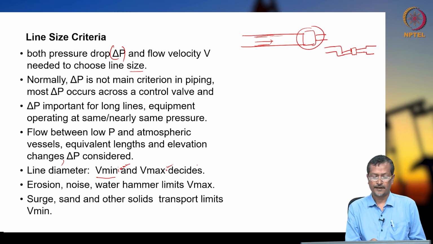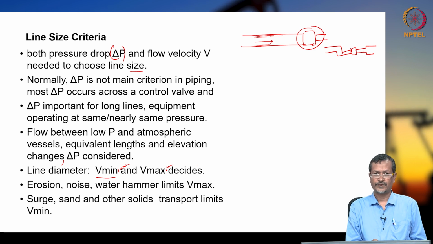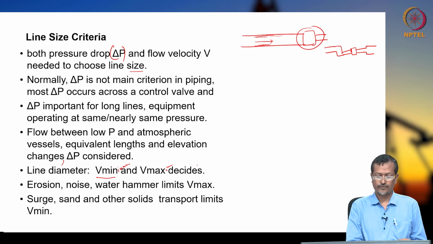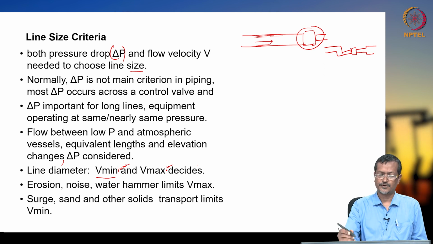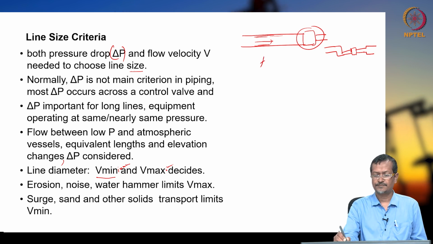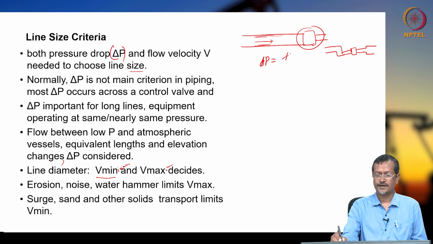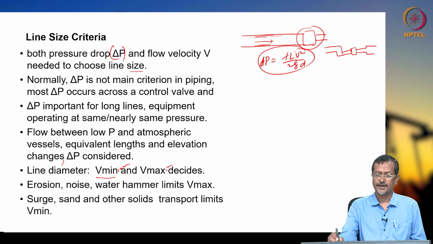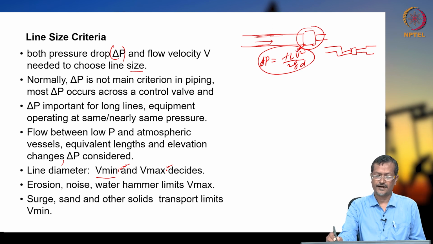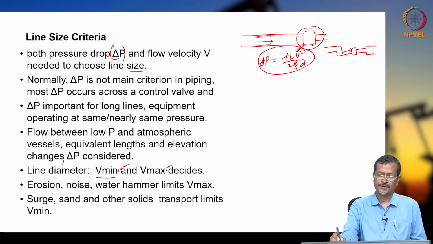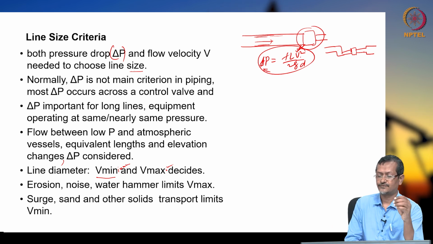For example, you want to pass fluid through a pipe and you are creating very high velocity. In that case a very high pressure drop will be possible, because the friction pressure drop formula is f L V squared by 2 g D. So if you are changing fluid velocity to a very high level, what will happen? Your pressure drop will be increasing. And how to change this fluid velocity?